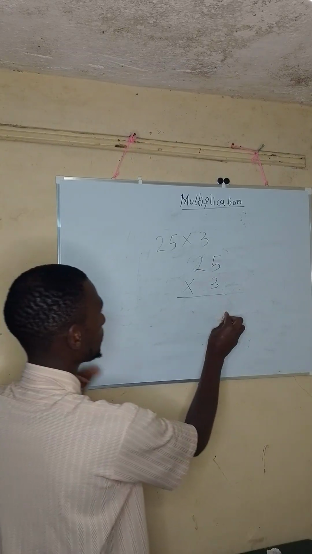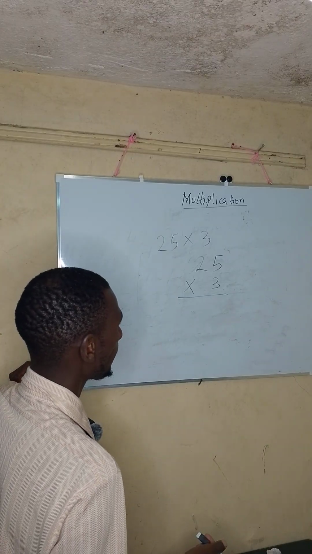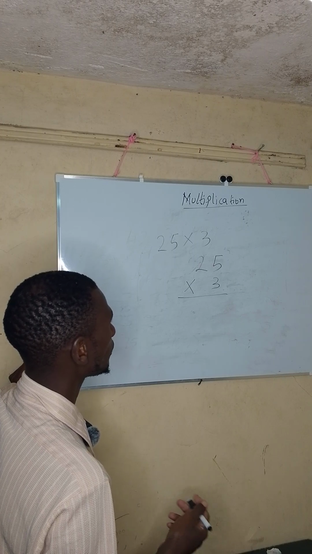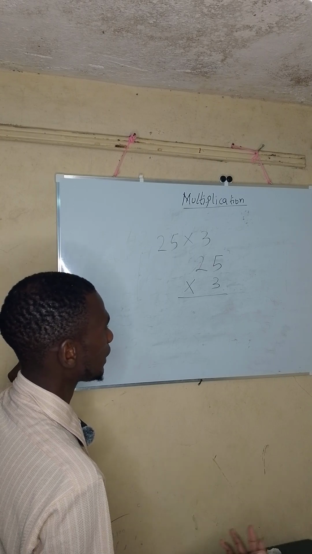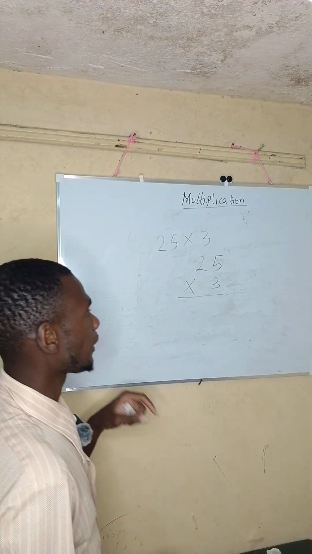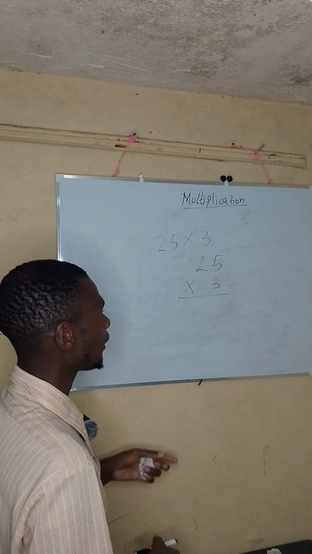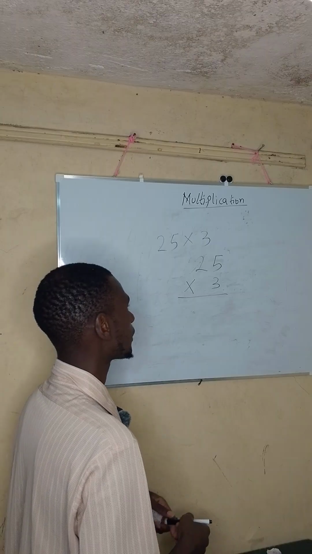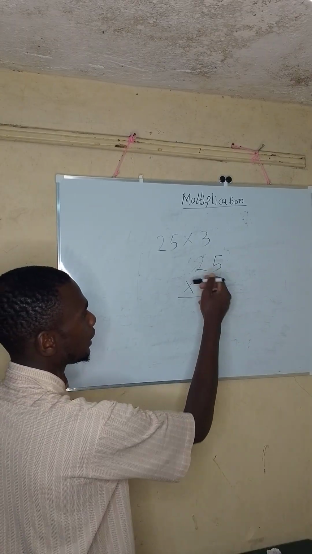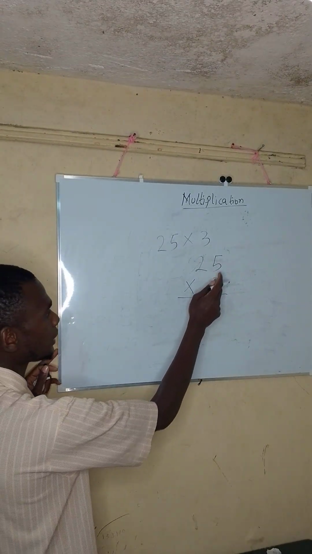The procedure is this: all operations, addition, subtraction, and multiplication, always start from the right-hand side, that means on the ones column, or the ones place value. It is only division that starts from left to right. These others start from right to left. We have these numbers down here, and this number is supposed to multiply all the upper numbers. So we start with the first one, 3 times 5.